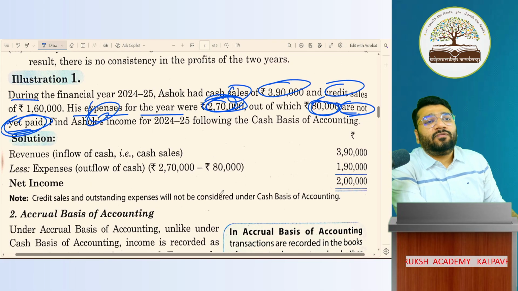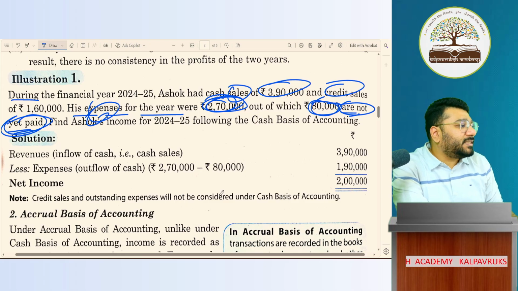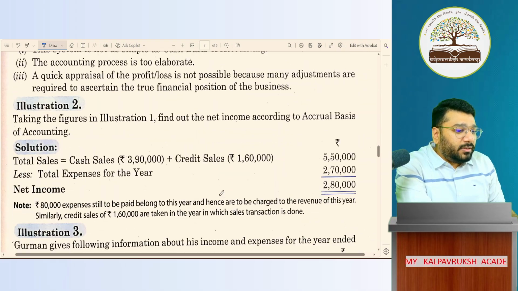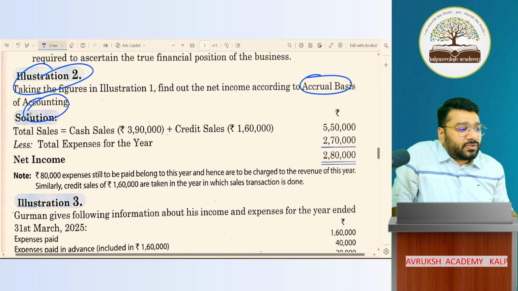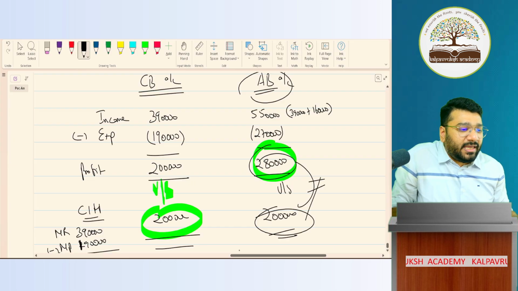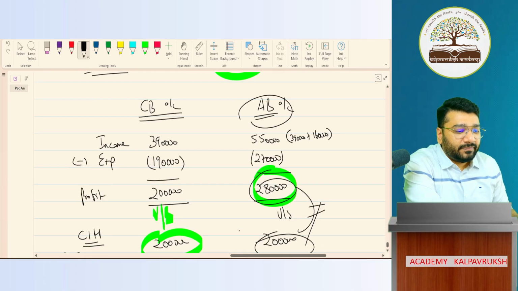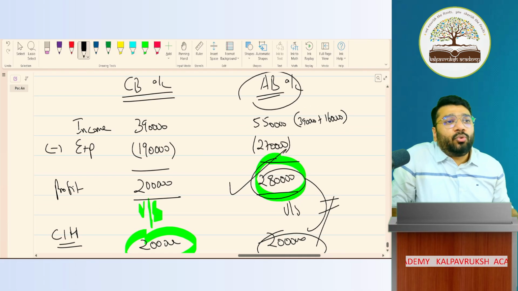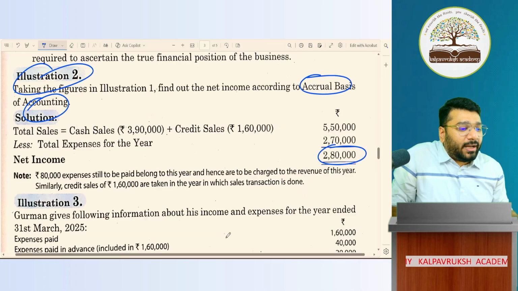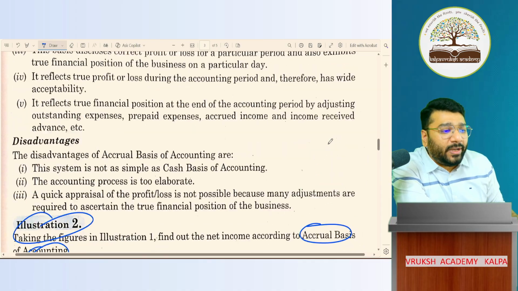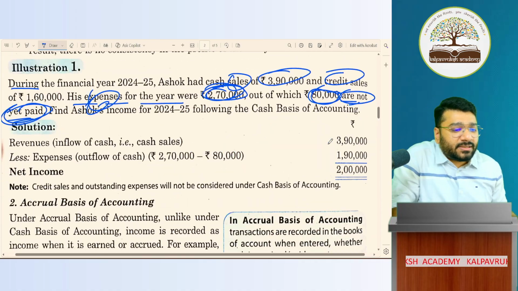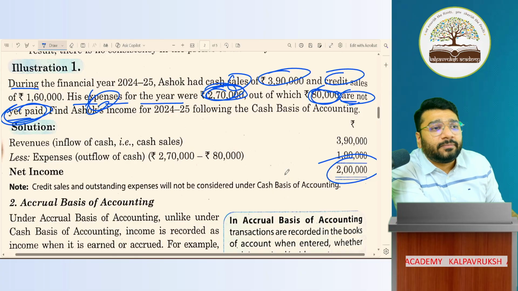This is your concept of basis of accounting, which is cash basis and accrual basis. Okay, not okay. Now, same illustration 2, they wanted to do from accrual basis. So in accrual basis, what did you get as income? 280. Same we got also. Yes or no? This is illustration 2 answer. This is illustration 1 answer. On accrual basis, your net profit, your net income is 280. On cash basis, how much is it? 2 lakh. Got it, not got it.